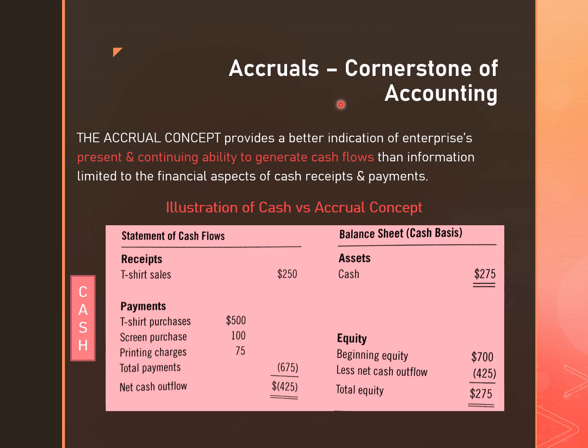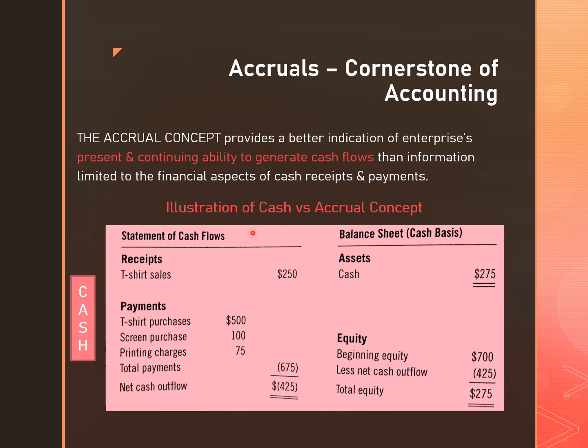This is accrual, the cornerstone of accounting. The accrual concept provides a better indication of the enterprise's present and continuing ability to generate cash flow. So this is the illustration of cash versus accrual concept. Here is the cash. This example was taken from your textbooks, you can go and look for it. So this is an example.